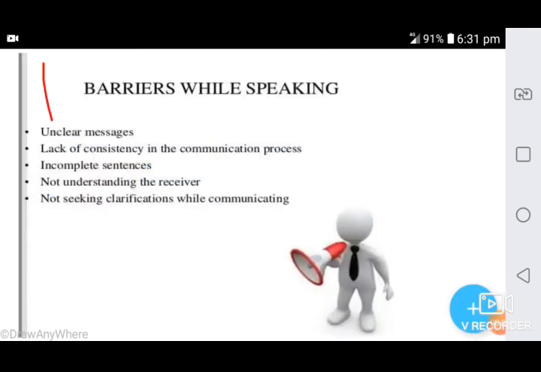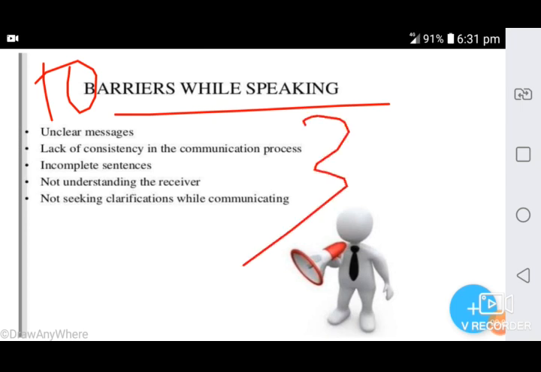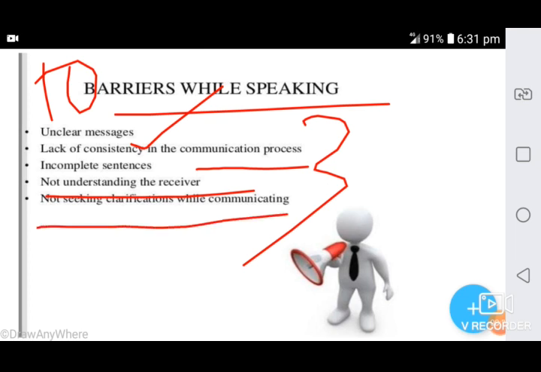Then the last one, barriers while speaking. These are certain barriers while speaking: an unclear message, a lack of consistency in the communication process, an incomplete sentence, not understanding the receiver of the message, and not seeking clarification while communicating. These are the barriers while speaking.